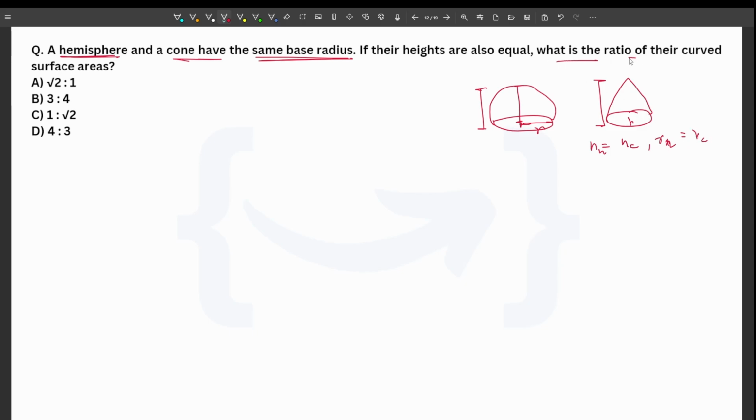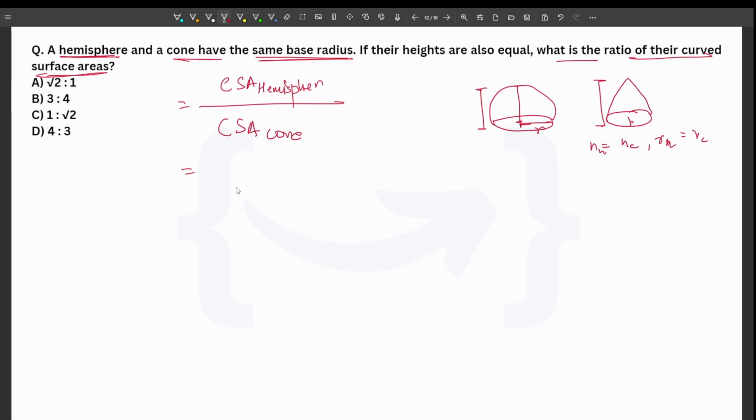Okay. What is the ratio of their curved surface area? So the ratio of the curved surface area of the hemisphere and the curved surface area of the cone. Now, the question would be very easy. The curved surface area of the hemisphere, yes, please let me know what it is.